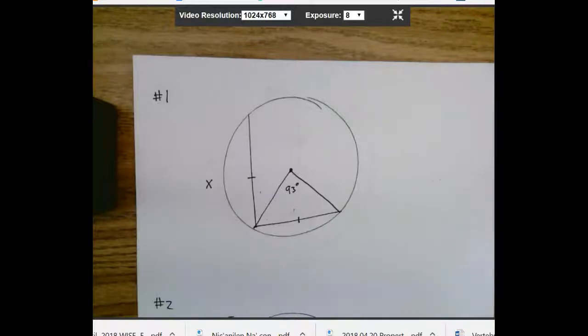Alright, so I want to show you some examples of these chords and such and how they can help us solve some of these unknowns on circles, and we're also going to be using angles as well. But here we have this first one. So this is a good example of a problem you might find on the test.